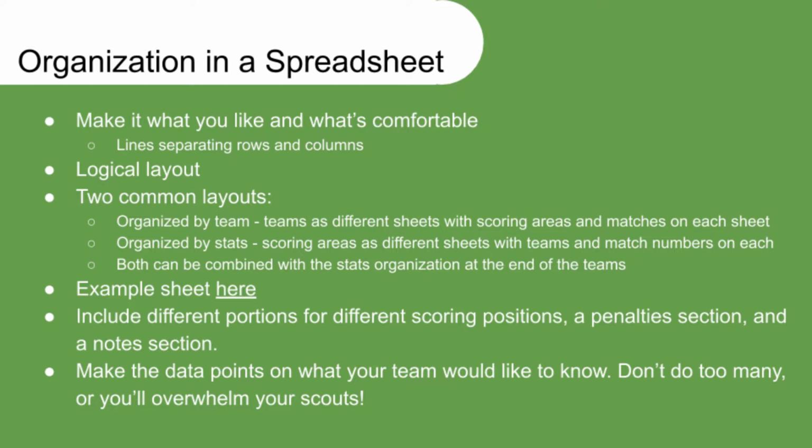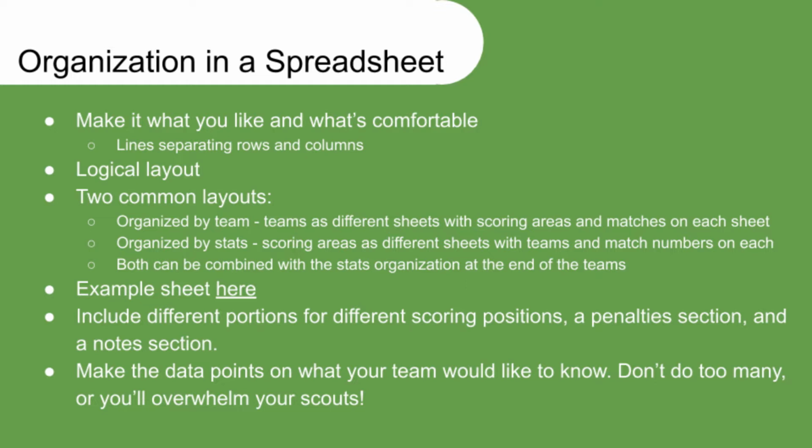So you'll have matches on top, scoring areas on the side, and if the team plays that match, you go into that team's spreadsheet, then you enter their scores for each of the scoring criteria under each match, if that makes sense. But we'll see some examples. Or you could organize it by statistics.